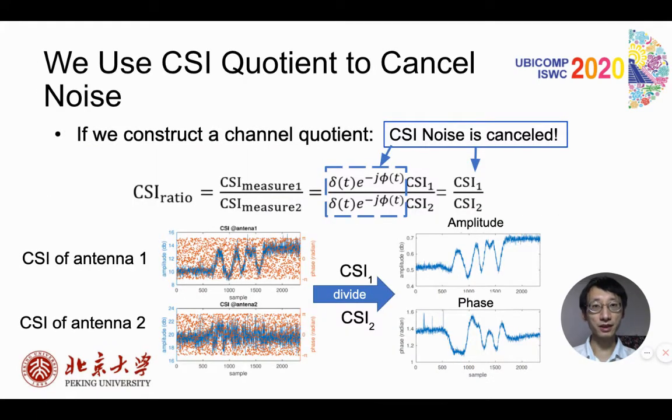Instead of denoising the CSI waveform and synchronizing phase offset as done in previous work, we propose to construct a channel ratio of the CSI of 2 antennas of the receiver device to cancel CSI noise. As the CSI noise is almost identical among antennas on a receiver, it can be cancelled by division, and we get a new base signal, the CSI quotient. It has a much higher signal-to-noise ratio.